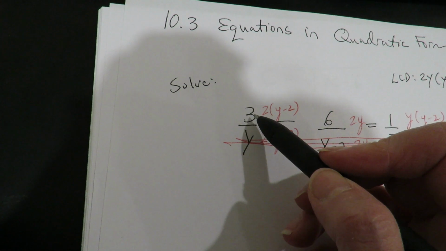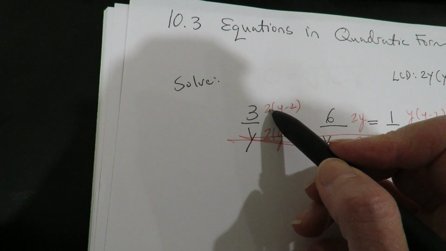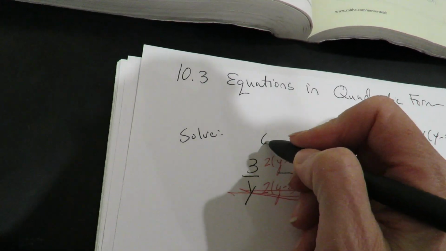Now watch how you do this. You first do the 3 times the 2. So the 3 times the 2 is a 6.